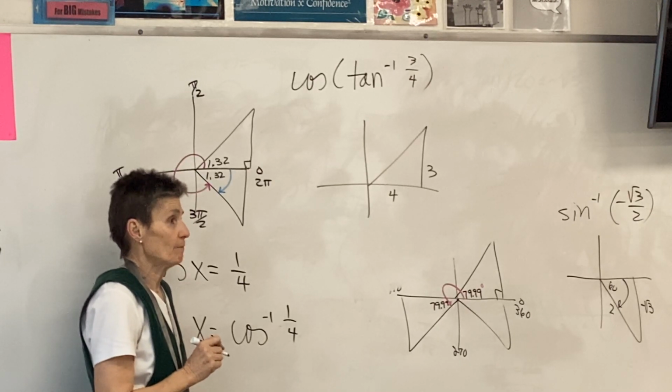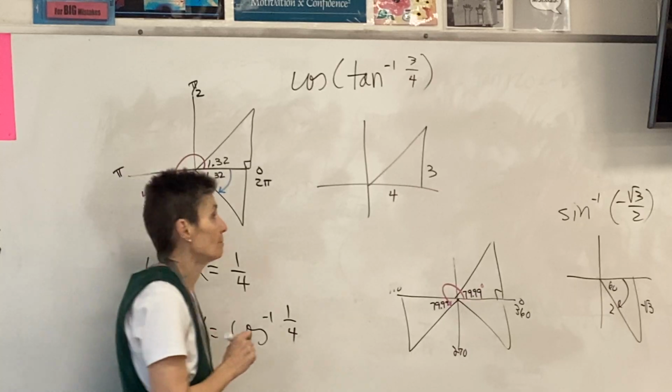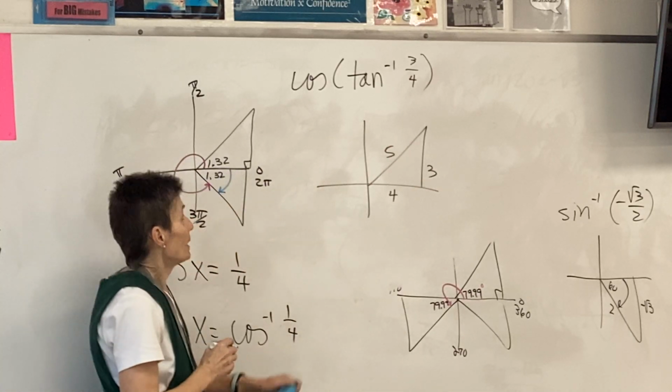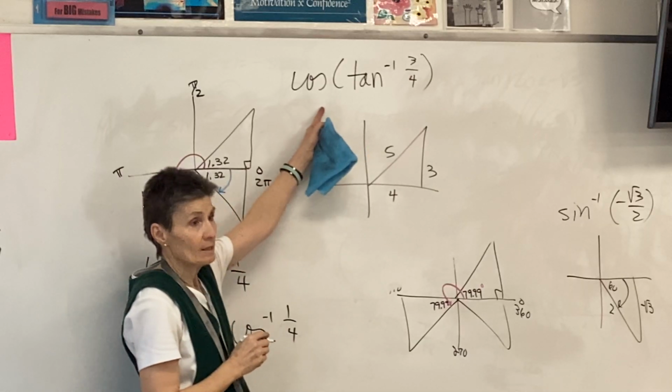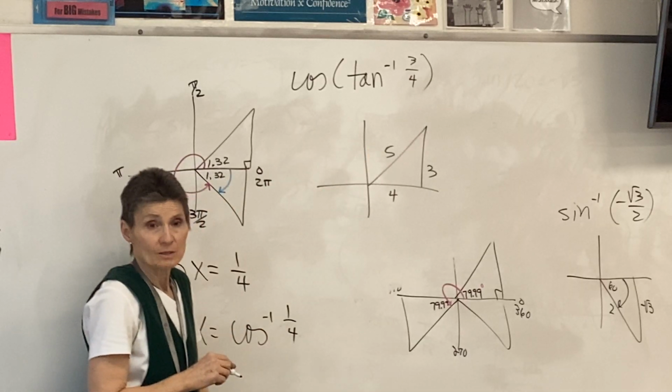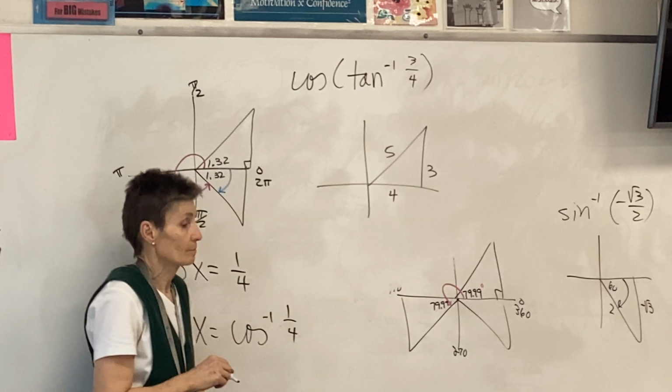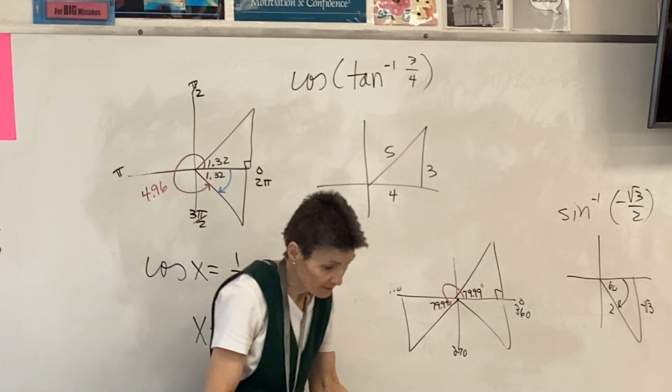So 3 squared, 4 squared, add them up, square root of. That's going to be 5. And then I want to know the cosine. So the cosine is 4/5. It's kind of easy.